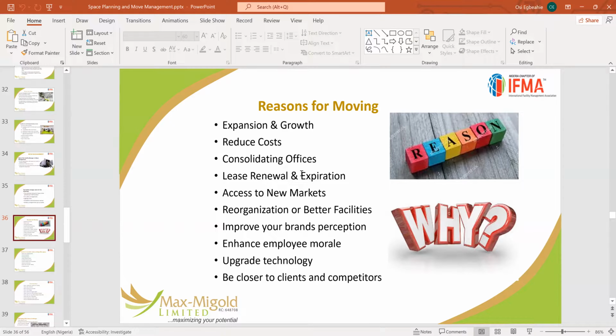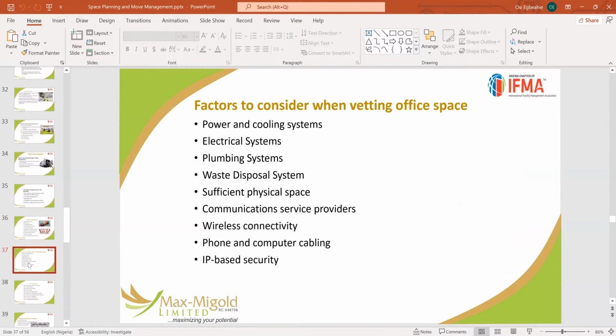Lease renewal and expiration, when you are renewing a lease or it has expired. Access to new market, reorganization or better facility, improve your brand perception, enhance employees' morale, upgrade technology, and be closer to clients and competitors, depending on what you want to do exactly.